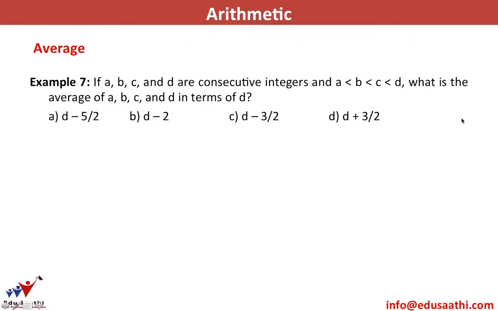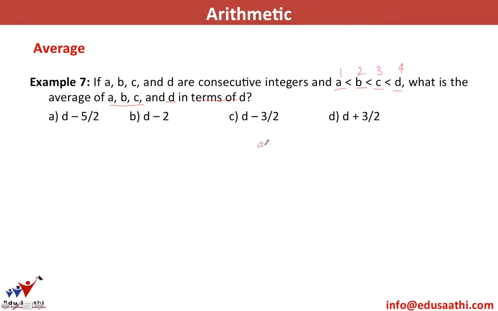Let's look at another question. The question is, if A, B, C, D are consecutive integers and A is less than B, less than C, less than D, what is the average of A, B, C and D in terms of D? Now whenever you have a question of this type, I would say, you assume the value. That is the simplest thing that I have: 1, 2, 3 and 4.